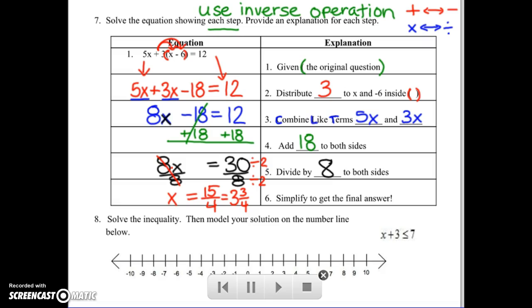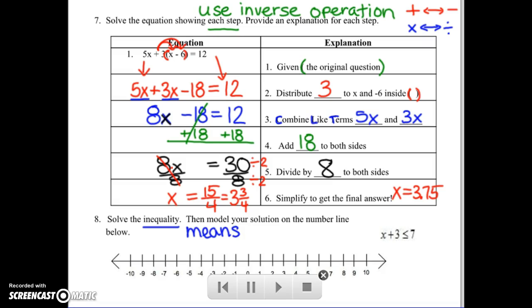If you'd like to, you could change it to the mixed number 3 3/4, because 4 goes into 15 3 times with a remainder of 3. Or you can put it in your calculator and write it as a decimal. x equals 3.75, or 3 75/100.